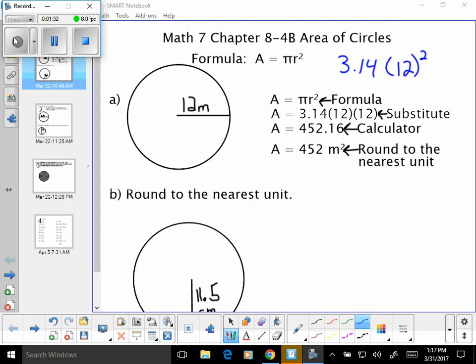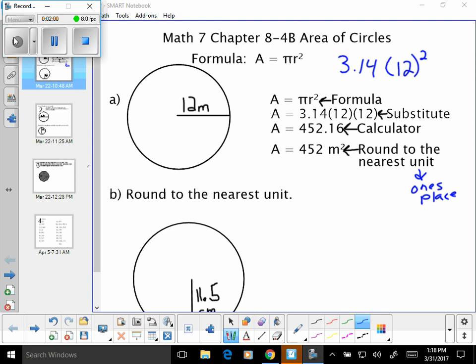Check your directions on the worksheet. Sometimes they might actually ask you to round off to the nearest unit. Now, unit would mean the ones place. Unit refers to a single, or a unit, which is one.